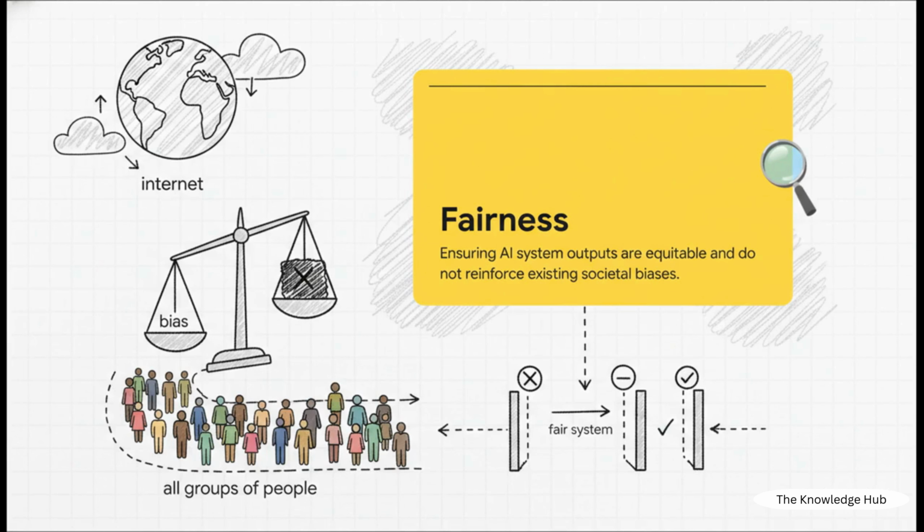So let's talk about fairness. Think about where these AI models learn from. The internet, right? And the internet is, well, it's filled with all our human biases. So a fair AI is one that's been specifically built to not just copy and amplify those biases. A simple example: if you ask it for a picture of a doctor or a CEO, you shouldn't just get one kind of person. The whole point is to make sure the results are equitable for all of us.